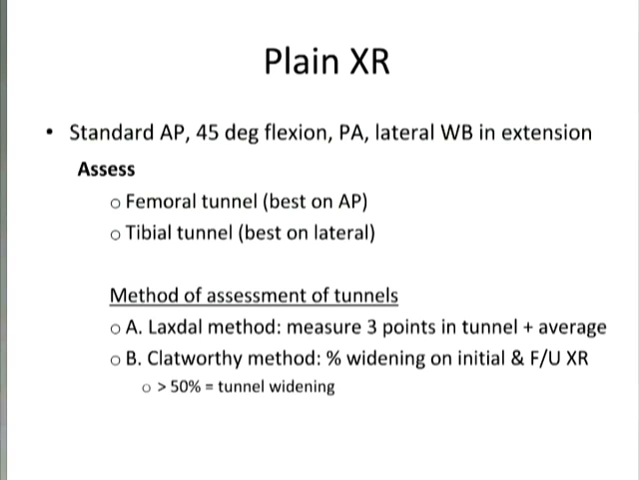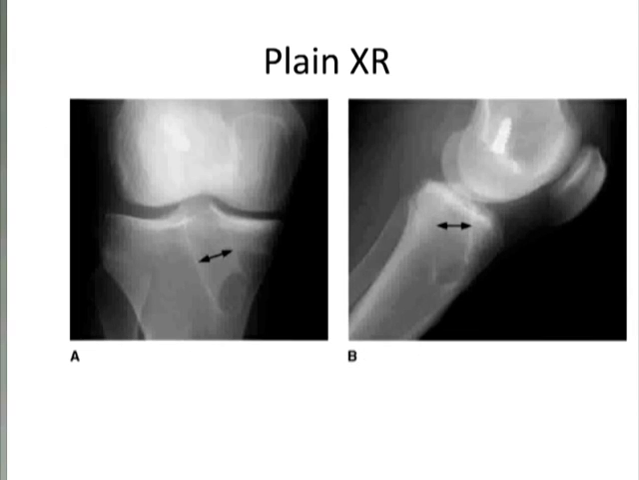That's an example of tunnel widening in the tibia, best seen in the lateral radiograph. So CT scans can also be used with coronal, sagittal, and axial reformats to look at the bony architecture, the position and the size of the tunnels, the cross-sectional area, and any bony sclerosis around the tunnels, as well as looking at bony ingrowth.